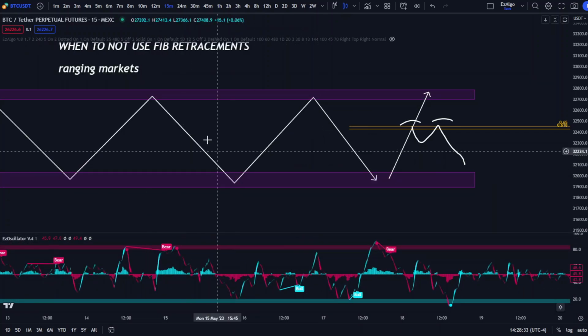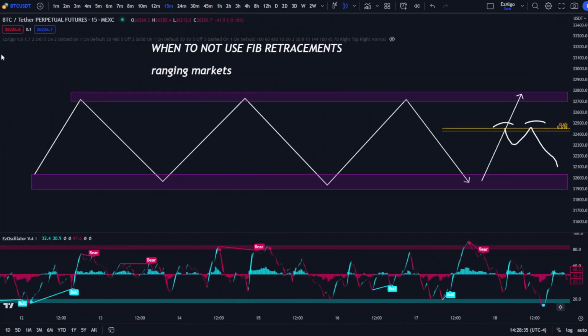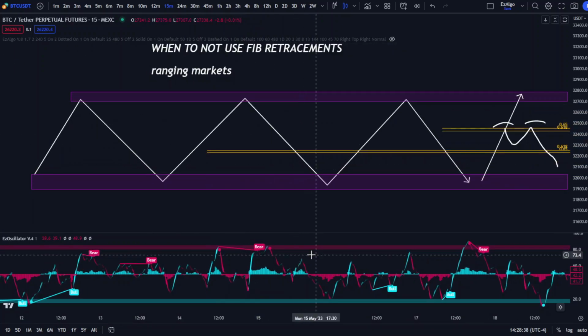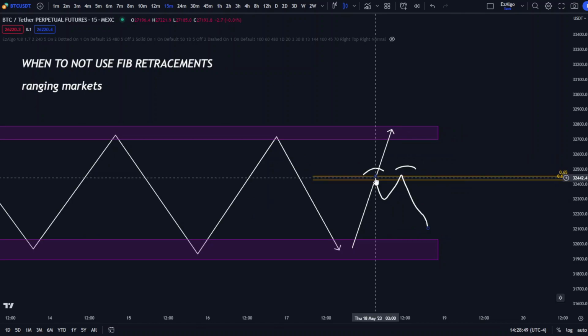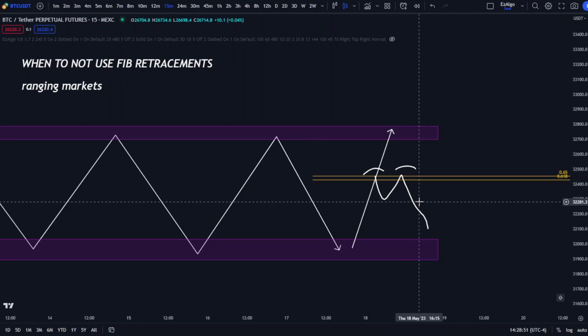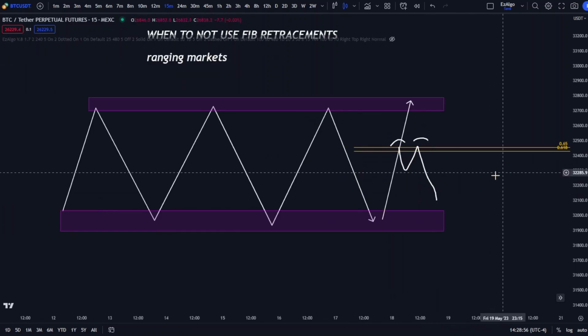Opposite for a long. If price is at the golden pocket in a ranging market, let's say you're right here, you want to see some sort of bullish divergence on the Easy Oscillator. So you can still use a golden pocket, but keep in mind, you don't want to set any limits. You want to see a strong reaction and some more confluence before entering the trade.